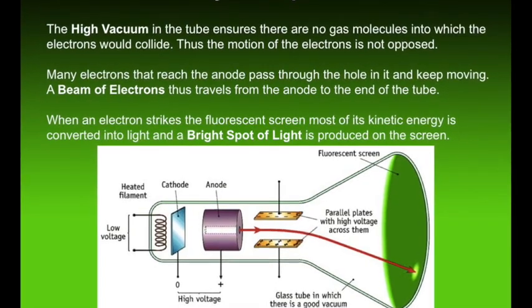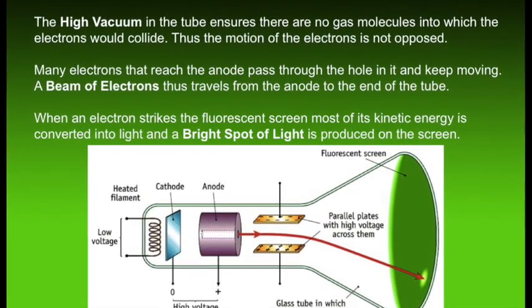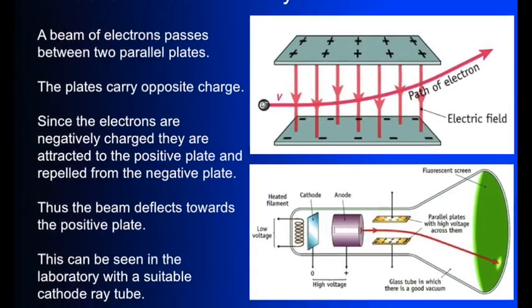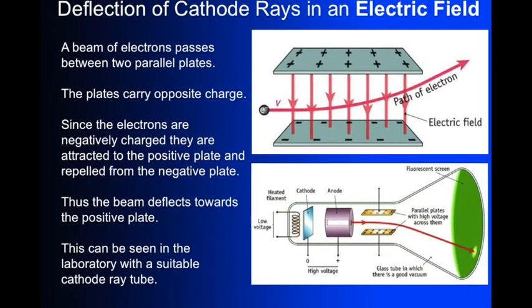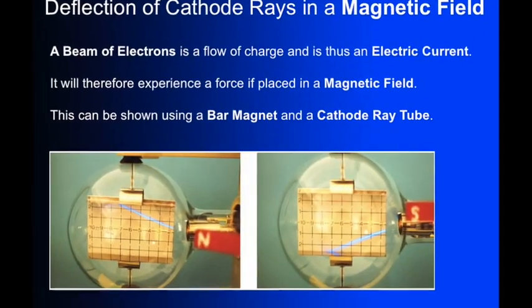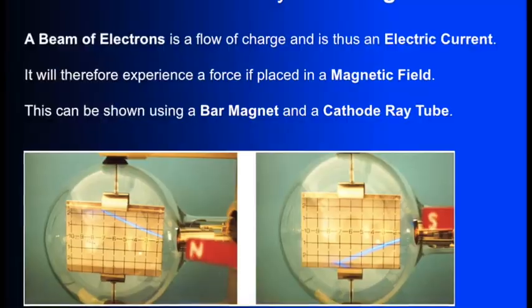This beam can then be deflected by the two plates you see there, the vertical and horizontal ones, and there are also corresponding horizontal ones as well.